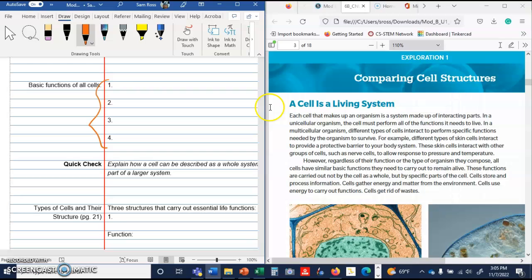Okay, so cells store and process information. You're going to write all that down. That's number 1. Number 2 is cells gather energy and matter from the environment. Number 3, cells use energy to carry out functions. So you're going to write the whole thing. And then lastly, cells get rid of wastes.